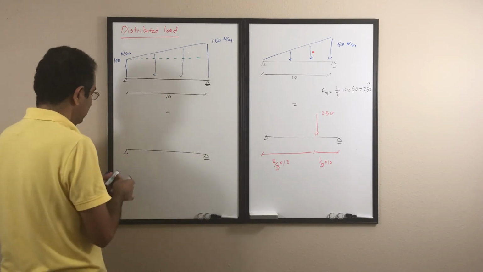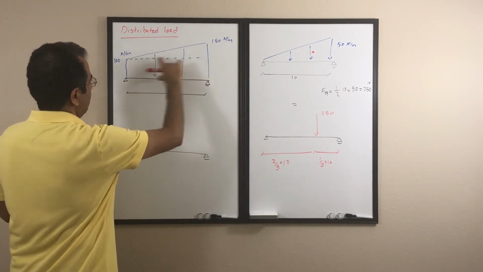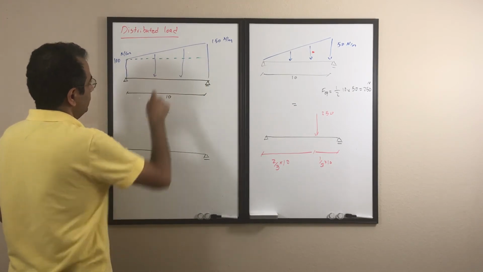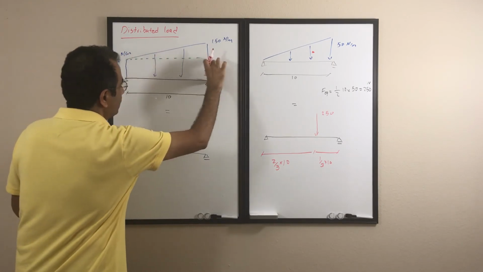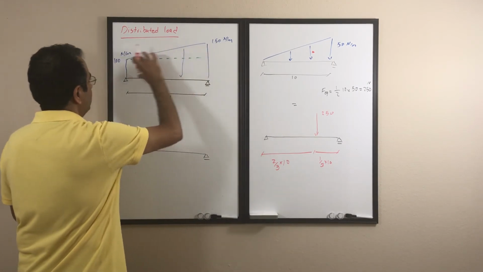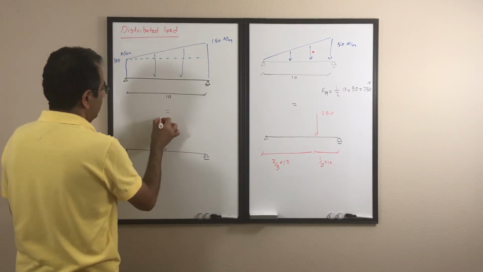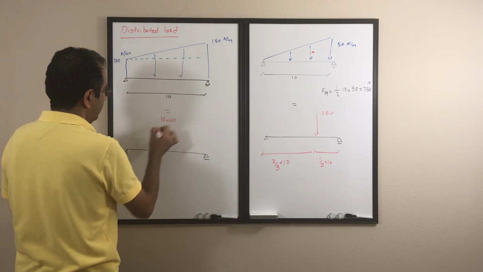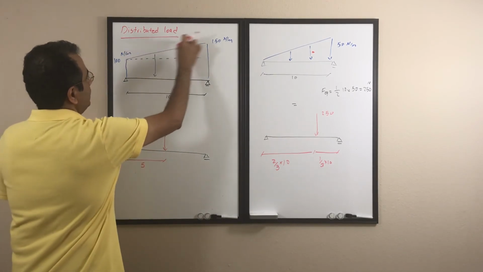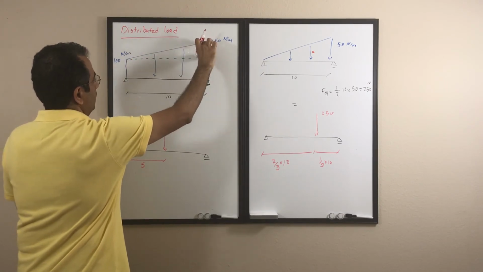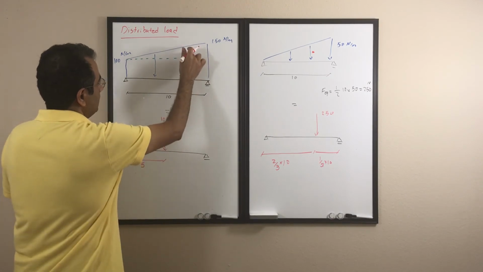So first I will do the rectangle. If I look at the rectangle, the magnitude is 100 times 10. And it's going to be at the center. So I have replaced the rectangle part of the load with 10 times 100, right at the center. Then I have the top part, the triangle part. So I will calculate the area of that triangle, and it's going to be at the centroid of that triangle.